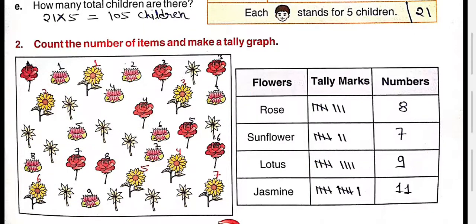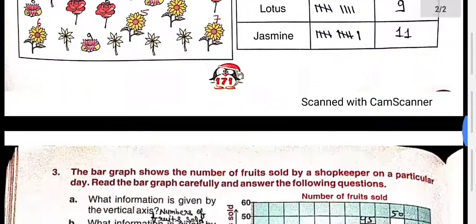Now come to the next one. Next one is jasmine. So how many jasmines are there? Suppose in the same way you count 11 jasmines there. So you have to draw 11 tally marks. Then 5 represent this one, 5 represent this one, become 10 and one more becomes 11. So it is your answer.